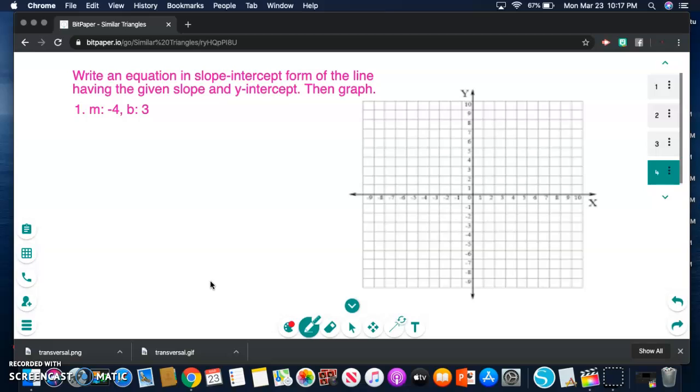Today we're going to talk about writing the equation in slope-intercept form with the given information, slope, and the y-intercept. After that, we're going to graph it. So here, the given information we have is m is -4 and b is 3.